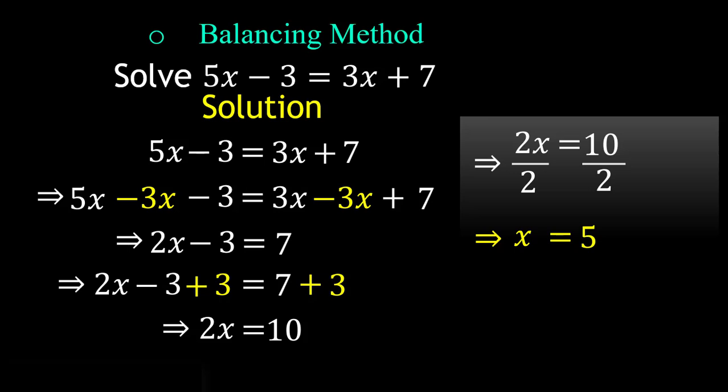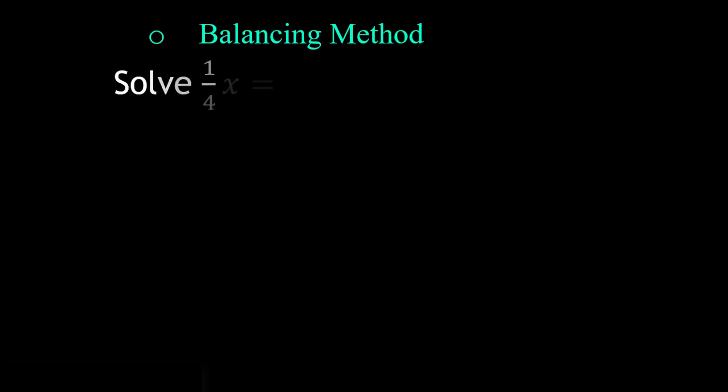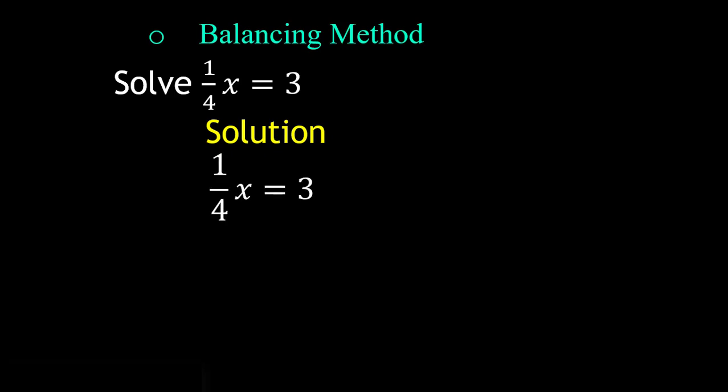Let's proceed to our second example. Solve 1/4 x equal to 3. Solution. So we have 1/4 x equal to 3 written. And remember, this is the same as saying x over 4 is equal to 3. Now what do we do? First of all, we multiply both sides of the equation by 4, since the 4 is dividing here.